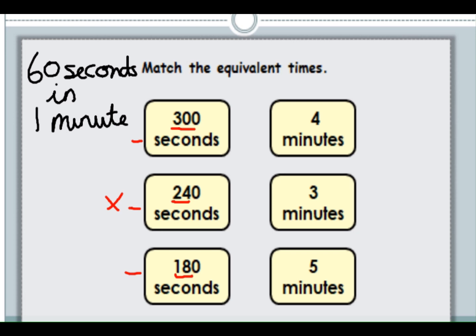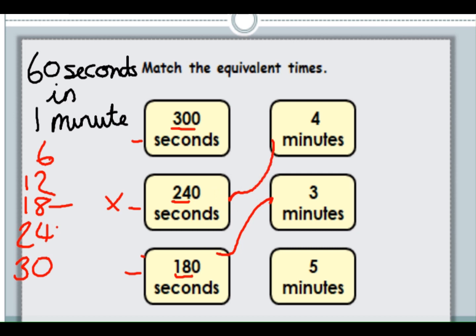So how many times is 30 divided by 6? 6, 12, 18, 24, 30. So we should be able to work this out now. So 18 is 1, 2, 3, which means that that must be 180. So 180 goes to 3 minutes. 24, same as 240. That goes to 4, which means that 300 must go with 5. But let's double check. 1, 2, 3, 4, 5. It does. So well done if you got those correct.